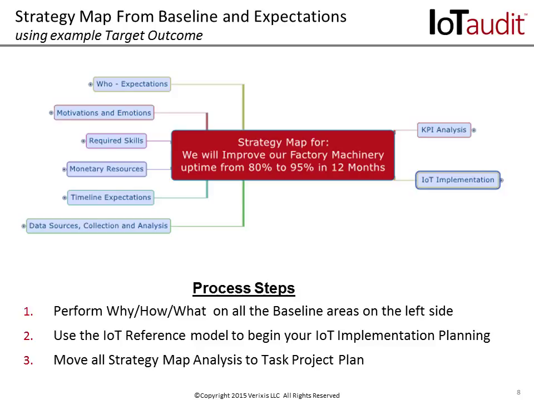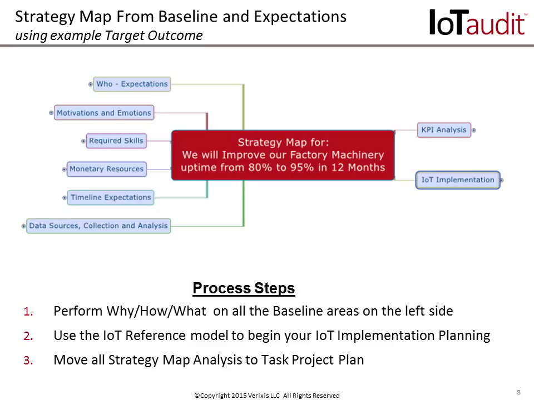So this is a very important slide. Here we're creating a strategy map from our baseline and expectations. And I'm using an example target outcome. It's the box in red here. So we're going to build a strategy map for: we will improve our factory machinery uptime from 80% to 95% in 12 months. It's a very concrete key performance indicator that we're looking to improve.